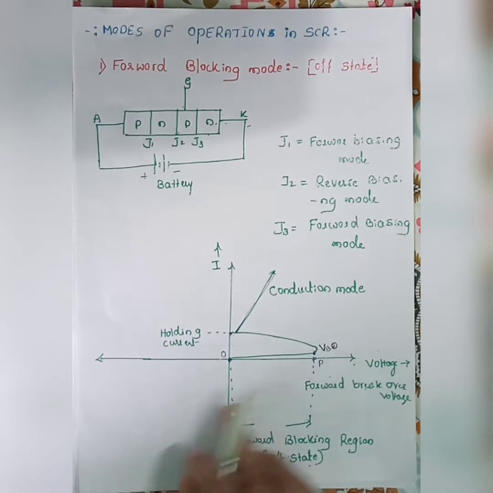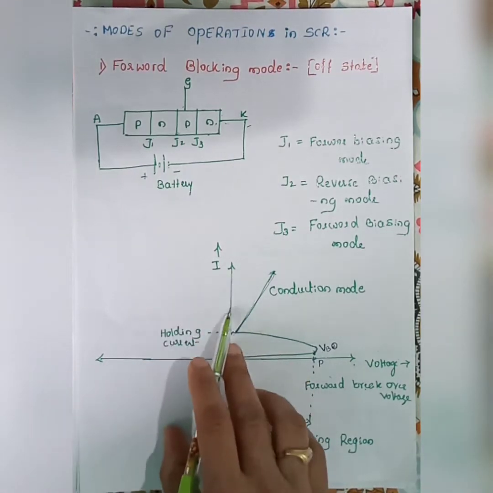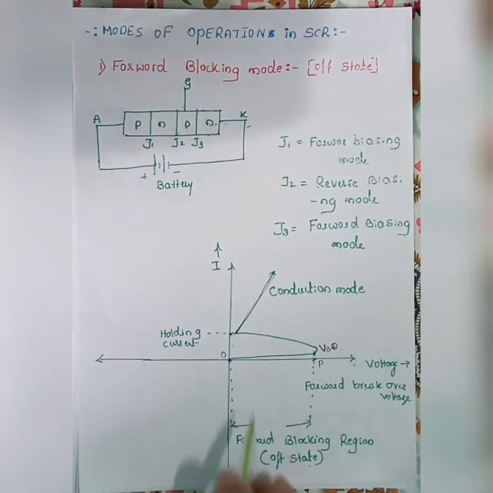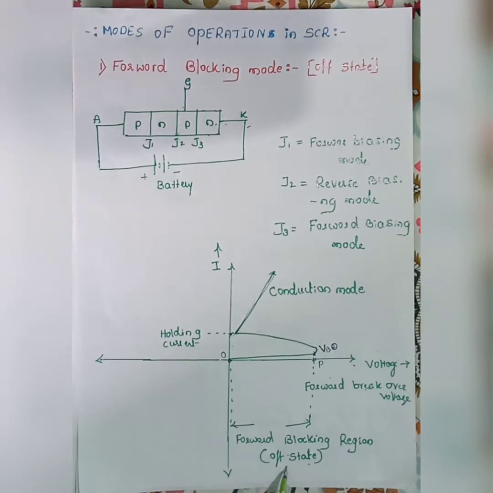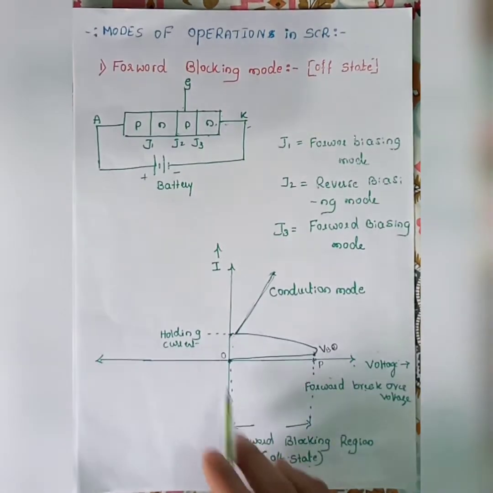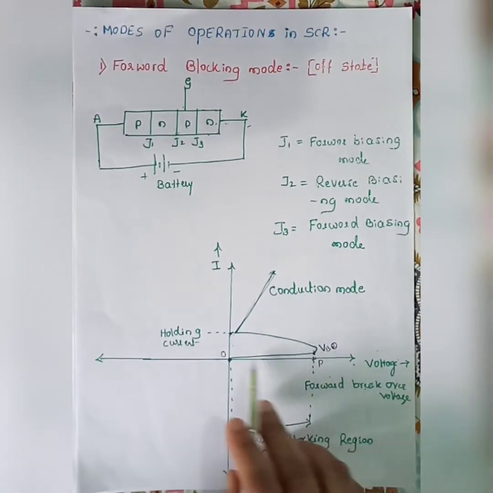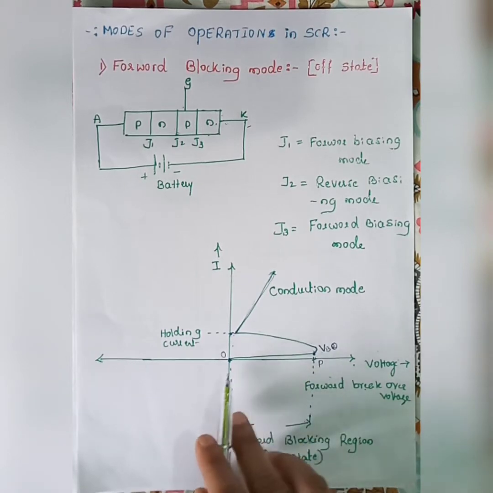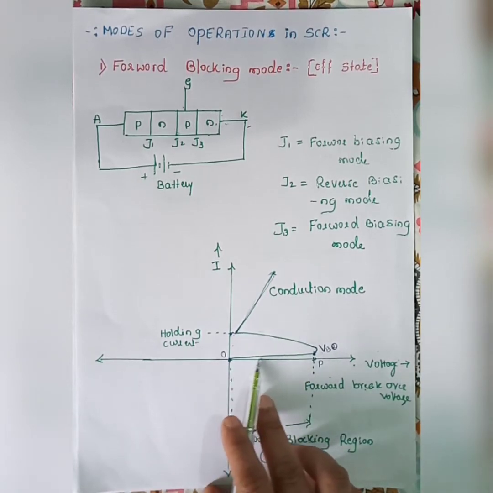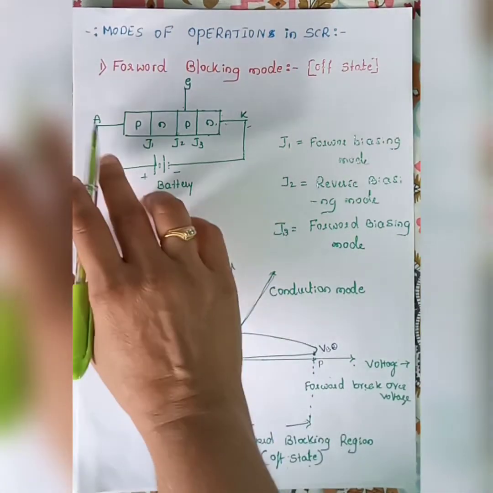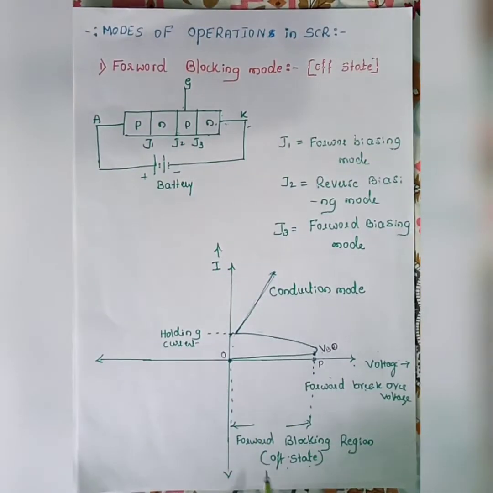Let us know the voltage and current characteristics of the SCR here. From O to P, it is called the forward blocking region or the off state of the SCR. Here, from O to P, the SCR will not conduct, but a small leakage current passes from the anode to cathode because of the minority carriers.